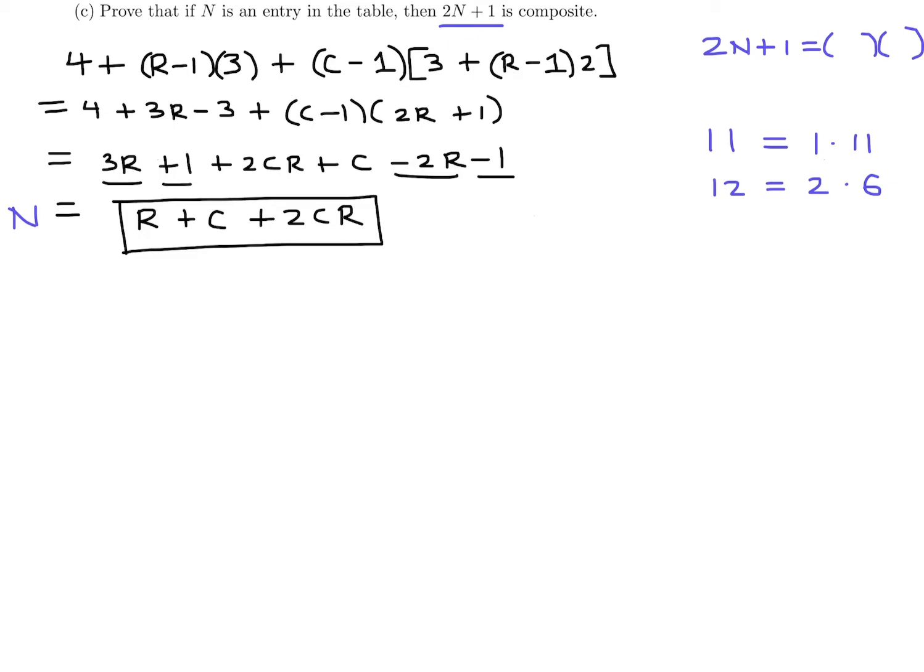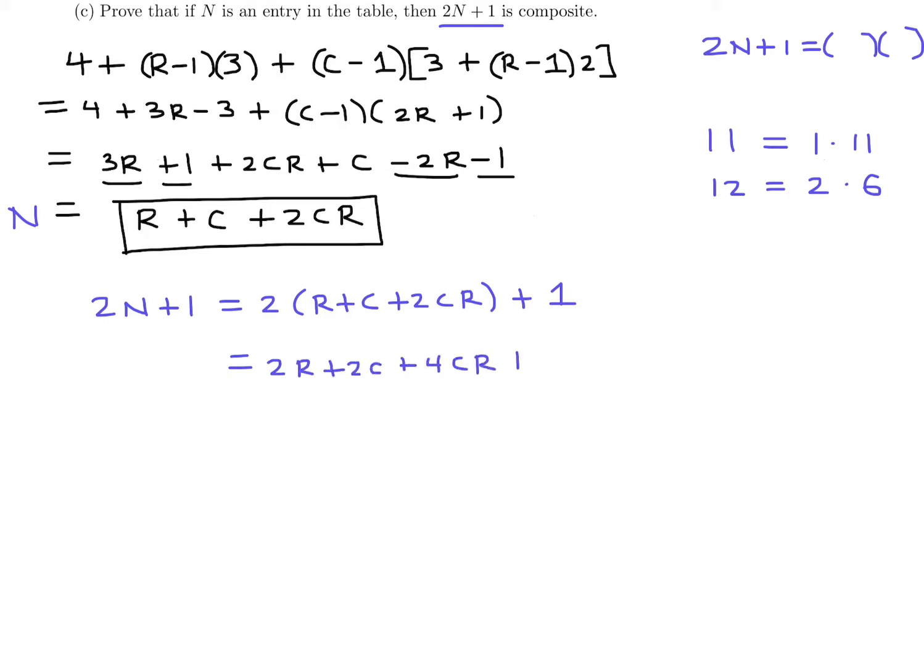So here we go. First of all, we have to figure out what is 2n plus 1. So that's going to be 2 times r plus c plus 2cr plus 1. Expanding, we get 2r plus 2c plus 4cr plus 1. And now we have to do a little bit of factoring. I think if I factor out the 2r, I will be able to get 1 from here and a 2c from there. And I'm left with just 2c plus 1.